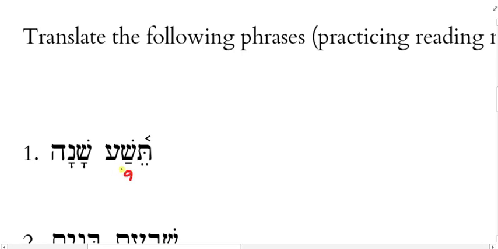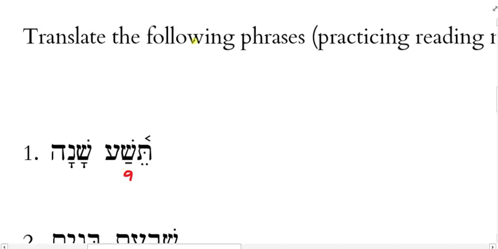And here's an important question. Is this a cardinal or an ordinal number? It's a cardinal number. Okay, we use cardinal numbers to count: 1, 2, 3, 4, 5, 6, 7, 8, 9, 10. Ordinal numbers indicate something's position or order in a series: first, second, third, fourth, fifth.